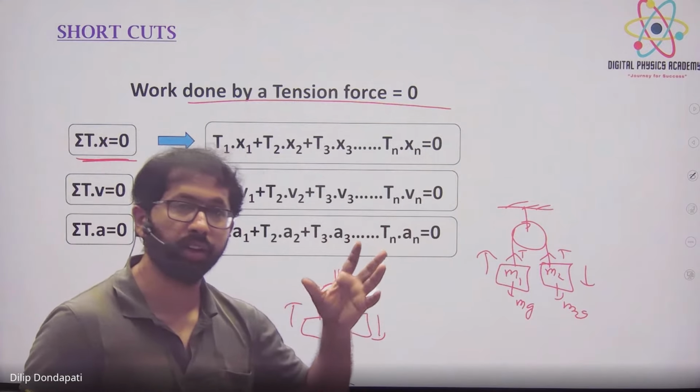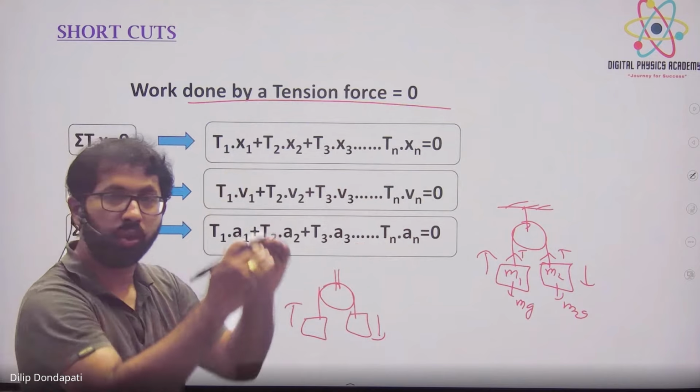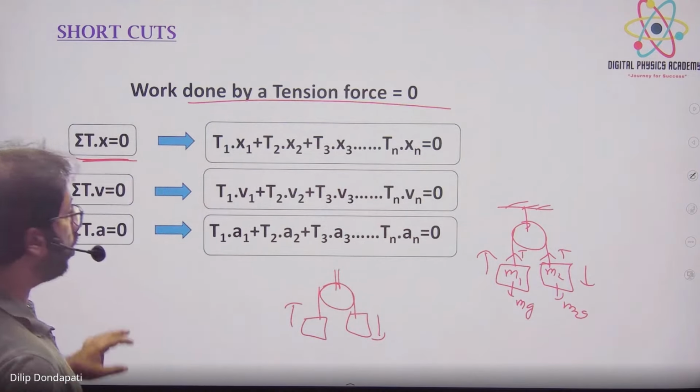Can you identify constraint motion? In a movable pulley you have to use this directly. Whenever the pulley is moving, use this relationship directly. Okay, chalo, we'll do numericals based on this.